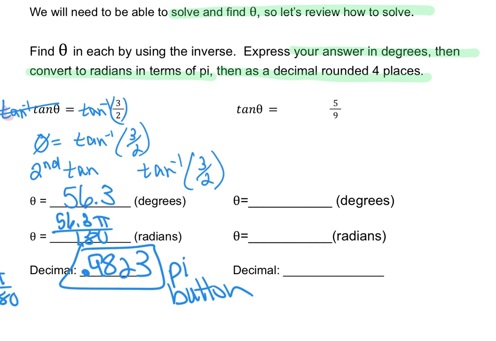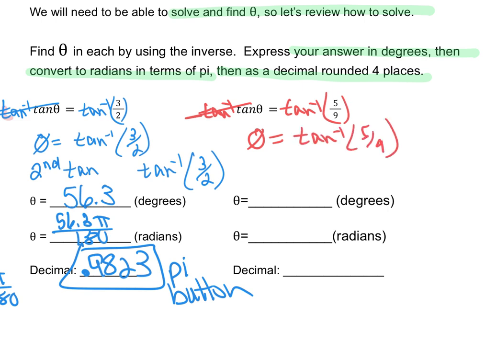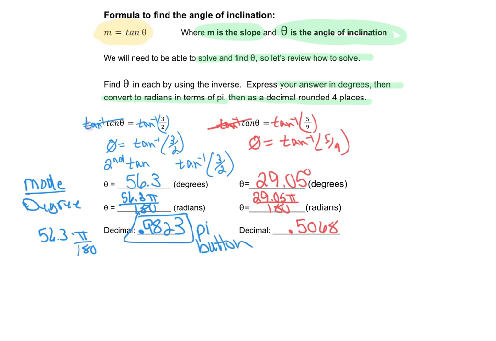So for the second one over here, let's do this one real quick now that we've explained it. We're going to take the inverse of both sides. Those are going to cancel, and we're left with theta equals the inverse tangent of 5/9. When you put that into your calculator in degrees, it's 29.05 degrees. When you calculate 29.05 pi over 180 using the pi button, you should get approximately 0.5068 radians, okay?